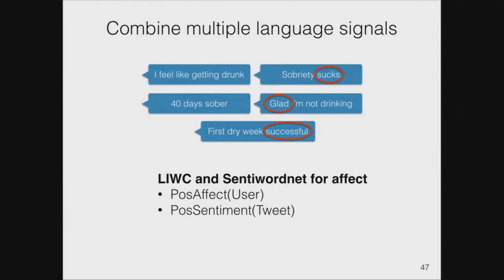The next thing is that we care about affect and sentiment as well, because someone might be talking about sobriety, but they might say sobriety sucks. So for affect, we turn to LIWC, which, like I said before, is a manually curated dictionary that has come up with a whole bunch of semantic categories and maps words to those different categories. And we look at SentiWordNet, which, again, ascribes positive and negative valences for a lot of different words. We're able to capture these relationships by using positive affect and positive sentiment as the relationships.